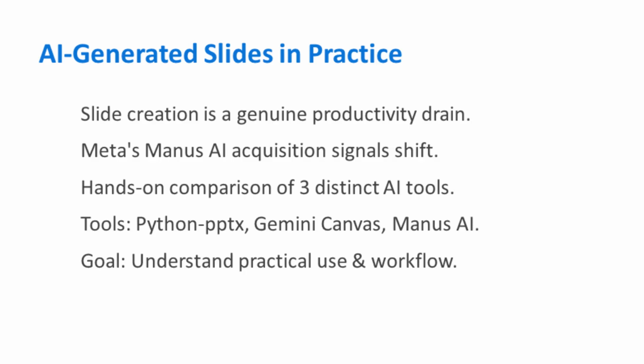In this video, I'm going to take you behind the scenes for a hands-on comparison of 3 distinct approaches to generating slides with AI. These aren't just theoretical exercises. These are methods I've personally used in my workflow for actual presentations. We're going to look at Python plus Python-pptx, my established programmatic baseline, Gemini Canvas, which offers both design-assisted and autonomous slide generation, and the very recent Manus AI, an autonomous slide agent.